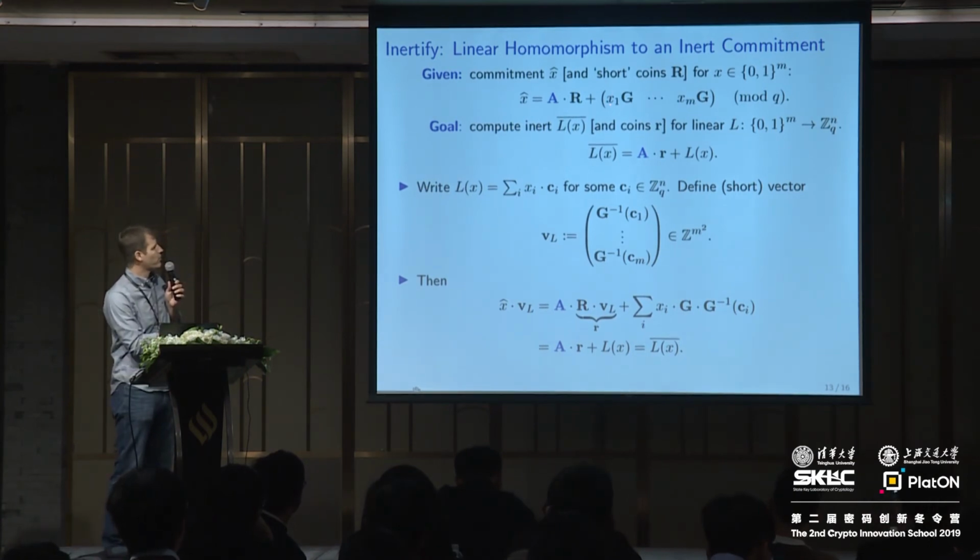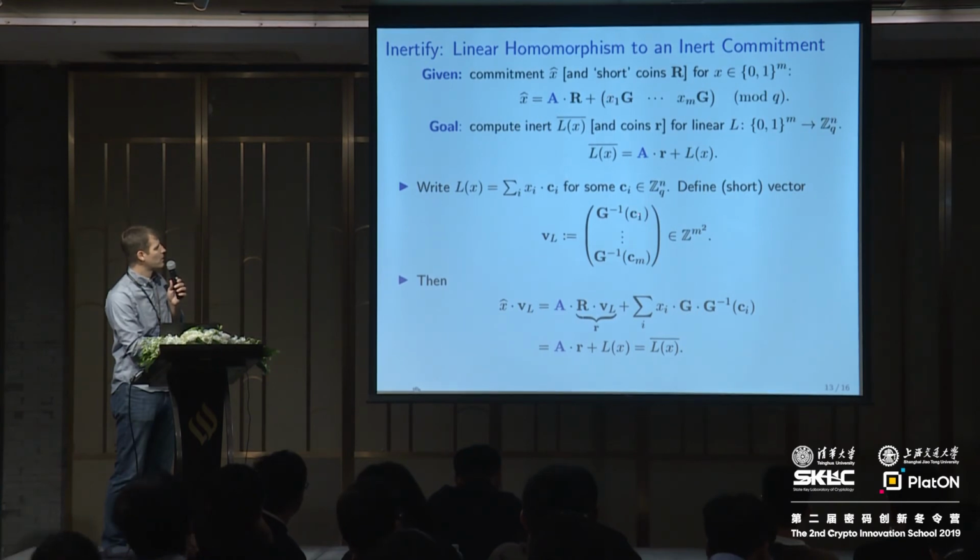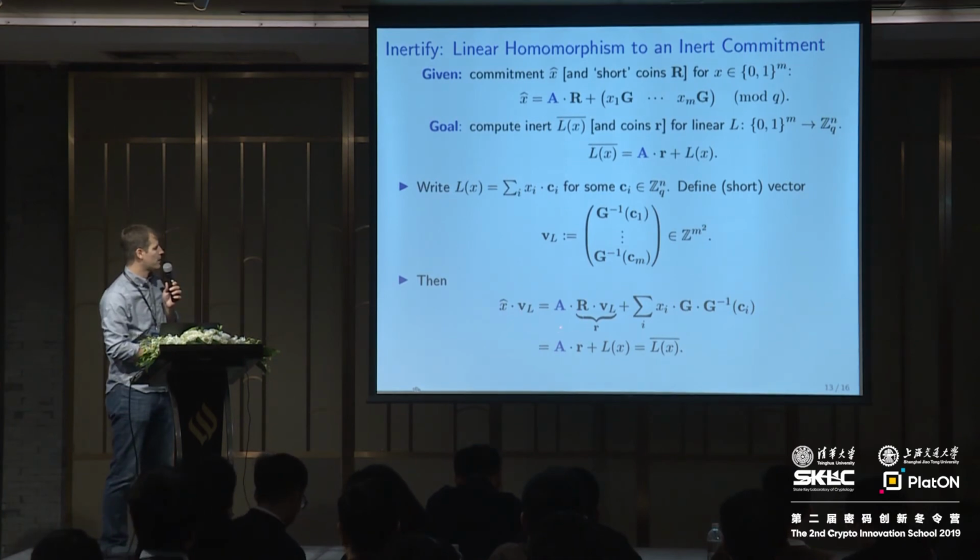Now let's look at what happens over here. We have this big block of matrices, and they get multiplied by this vector on the right. What happens is the G and the G inverse cancel out, and you're left with x1 times c1, and x2 times c2, and xm times cm, like so. So you end up with this form, and now we have A times a short vector, and what's left over is L of x here.